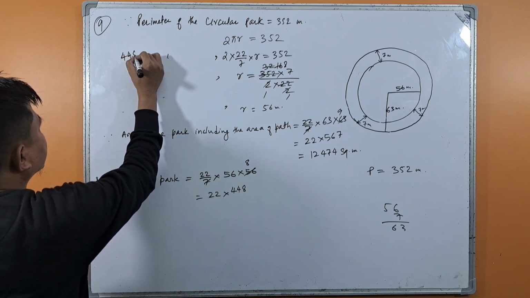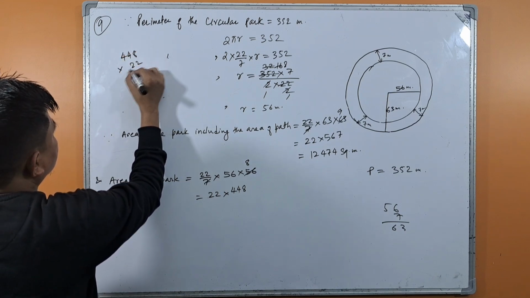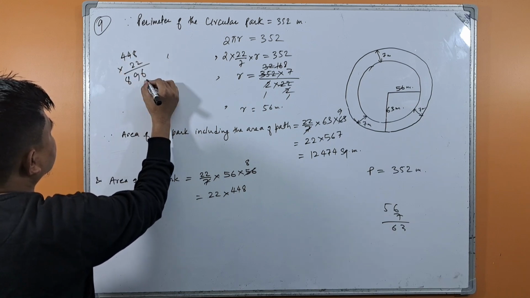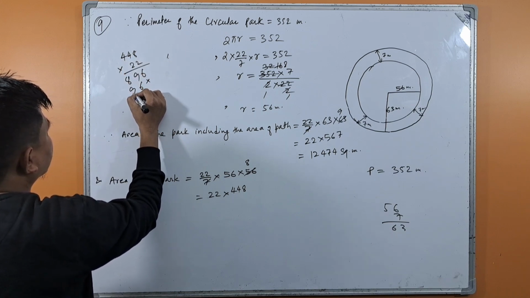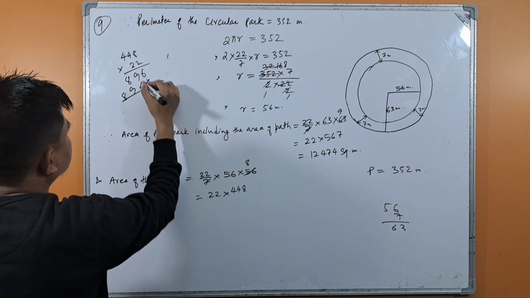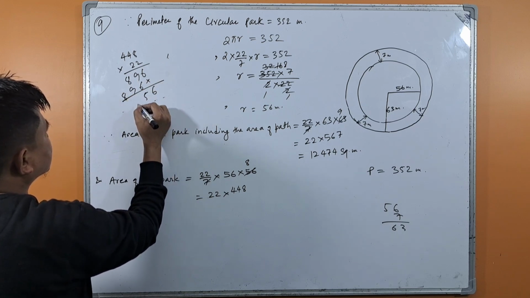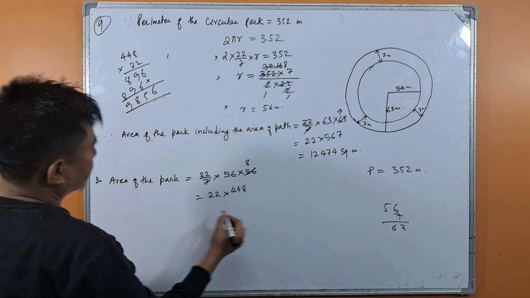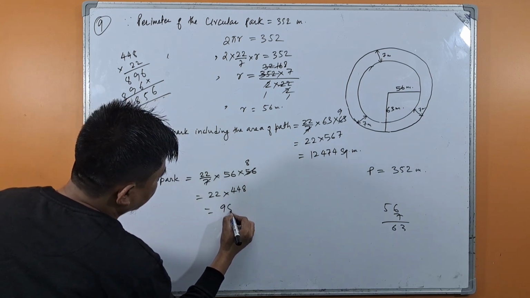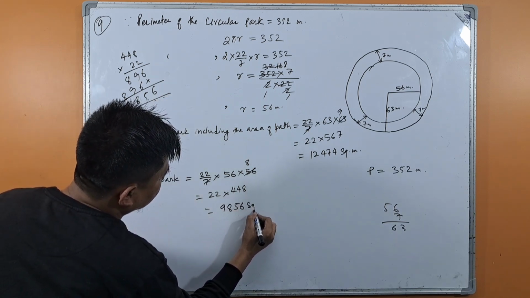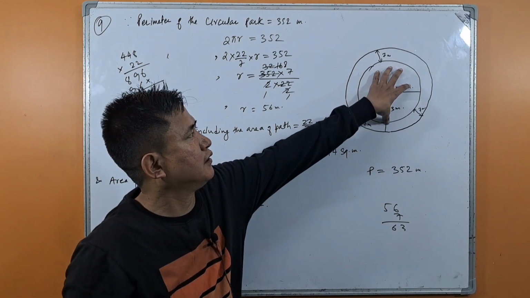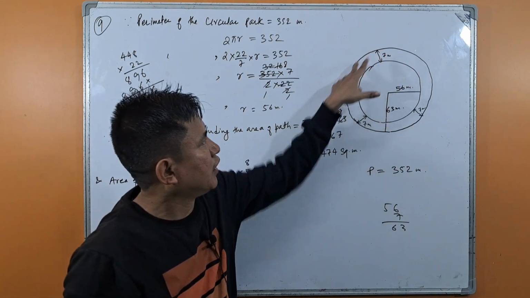448 into 22. Multiplying, we get 9856 square meters. So this is the area of the inner circle, and this is the area of the outer circle.